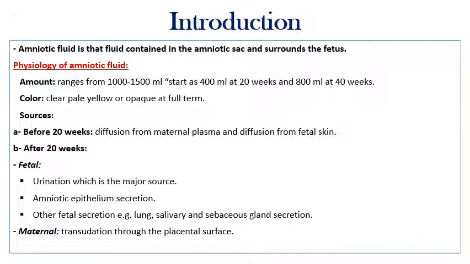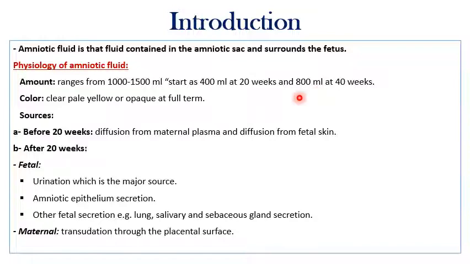Amniotic fluid actually is that fluid contained inside the amniotic sac and surrounds the fetus. How is amniotic fluid formed? The normal amount of amniotic fluid at full term ranges from 1 to 1.5 liter or 1,500 cubic milliliter. It starts at 20 weeks to be about 400 milliliter and increases gradually till it reaches its maximum at 32 weeks, and then from 36-37 weeks it decreases. At 40 weeks or full term it is about 800 cubic milliliter.